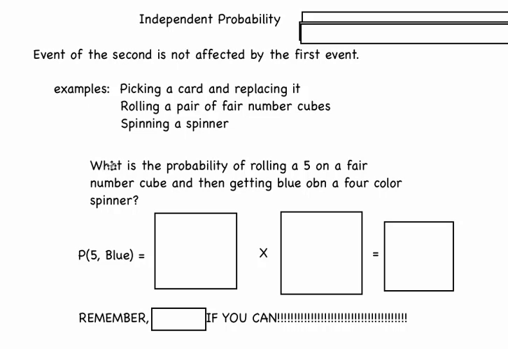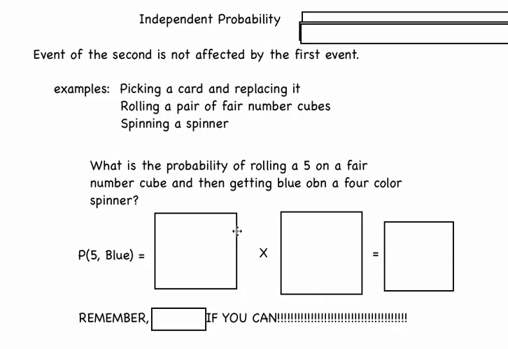So let's look at our example. What is the probability of rolling a 5 on a fair number cube and then getting a blue on a 4-colored spinner? Again, you'll see here, this is the notation that we have for the probability of getting a 5 and then spinning a blue. So let's do the first is probability of rolling a 5. Since rolling the die, or the number cube, will not affect the probability of the spinner, we use independent probability. Remember, in independent probability, the denominator will not change.